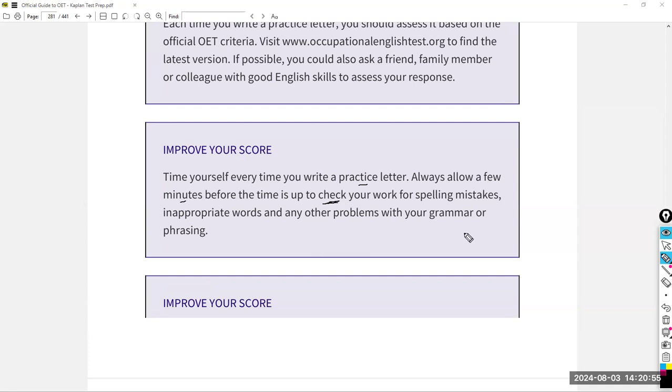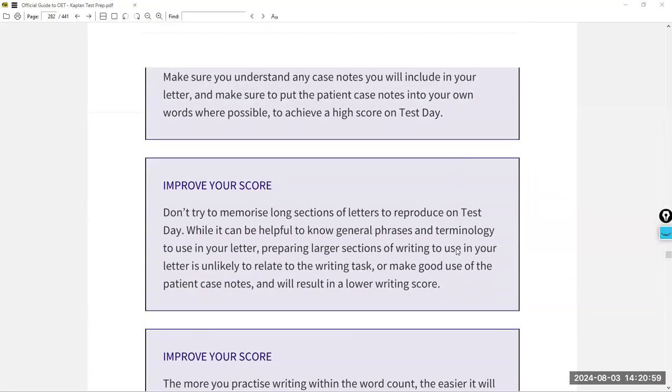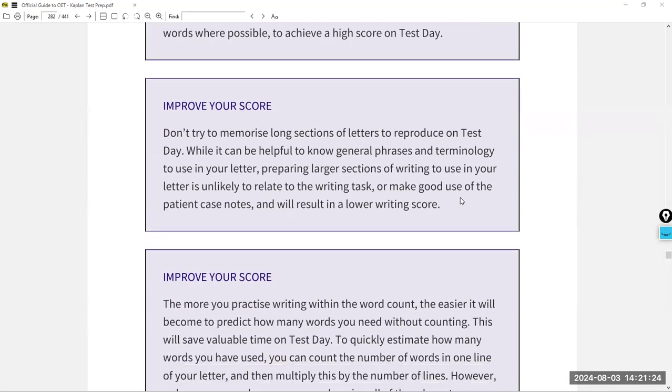Okay, problems with grammar or phrasing. Let me try to scroll down just to read the most important information. Okay, so please make sure to understand any case notes I include in my letter, and put the patient case notes into consideration and words where possible, to achieve a high score on the test day.